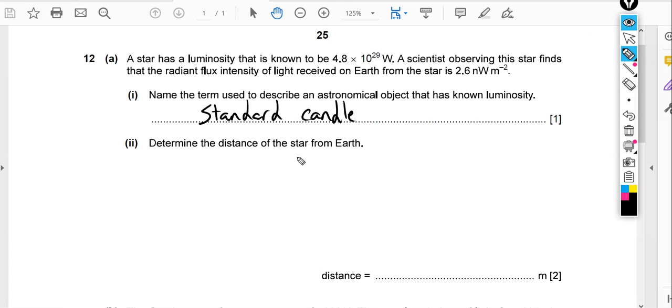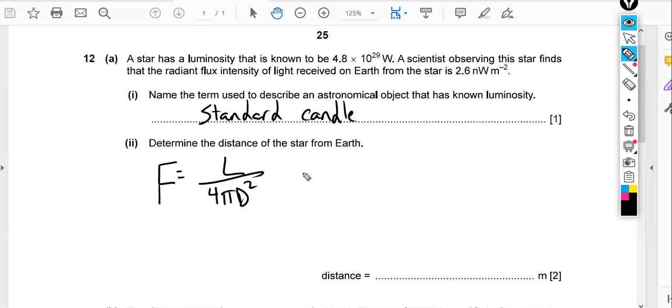Determine the distance of the star from Earth. Here you may recall that the flux of the star, how much light we receive here on Earth, is going to be equal to the luminosity divided by 4 pi d squared.